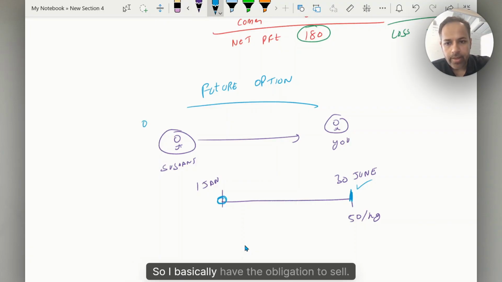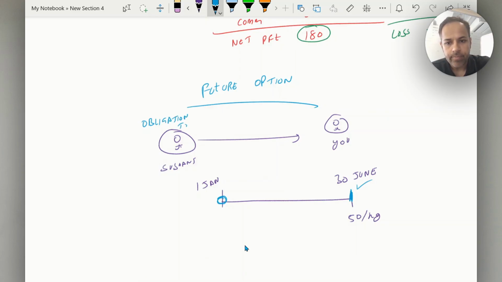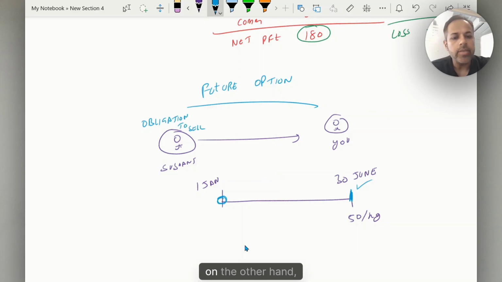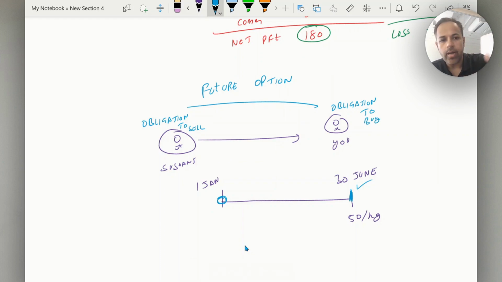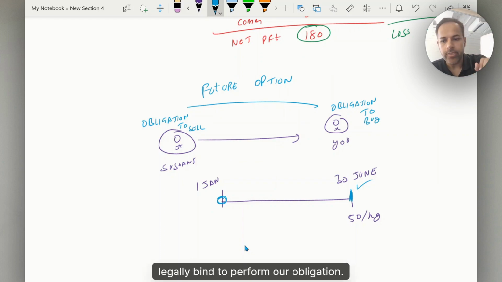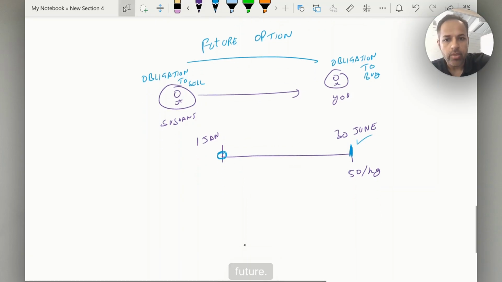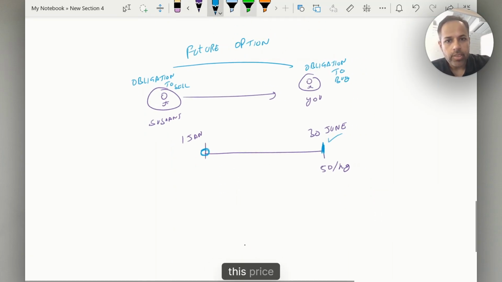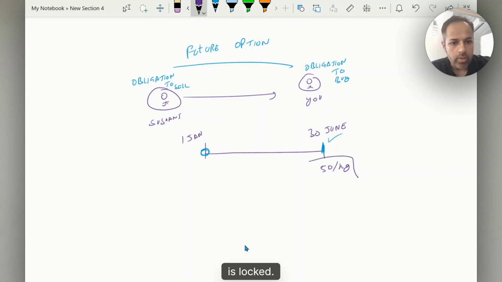So I basically have the obligation to sell, and you, on the other hand, have the obligation to buy. Again, this is a legal contract. So we both are legally bound to perform our obligation, but still we have locked in the price. We locked in the price on 1st January, but the selling and the buying will be done in the future. So here, this price is locked.